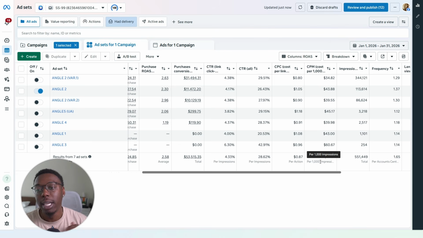Anything greater than that isn't horrible, especially in the first couple of days, but it definitely is going to make it harder for people to see your ads.